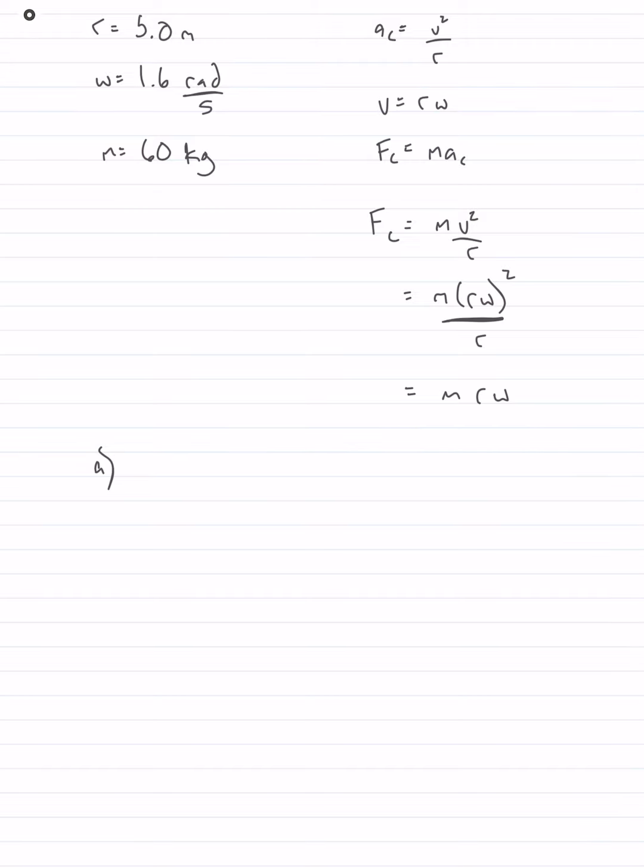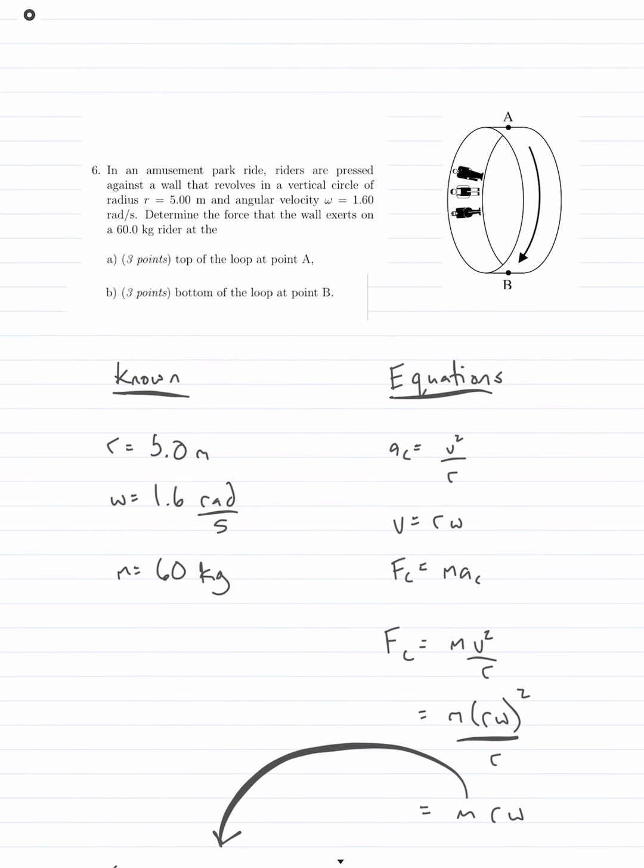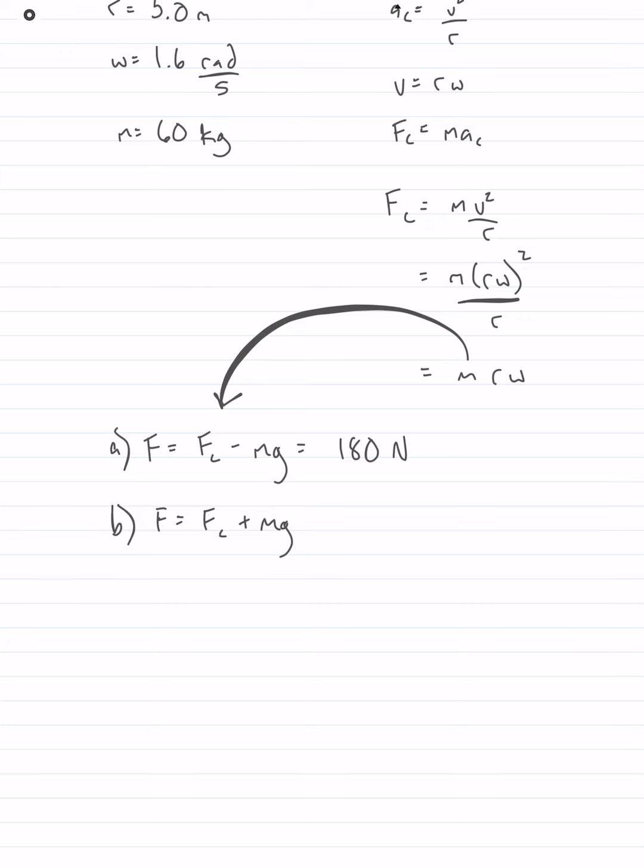So for A, we know that the force is going to be equal to the centripetal force minus mass times gravity. And this would give us 180 newtons, the centripetal force being this quantity. While for B, we have the centripetal force plus gravity, because it's pushing onto the ride rather than pushing off of the wall. And the question is specifically asking, determine the force that the wall exerts on the rider. And this gives us 1,360 newtons. And that is the answer.